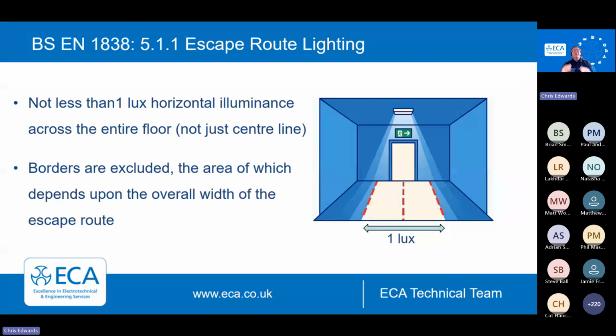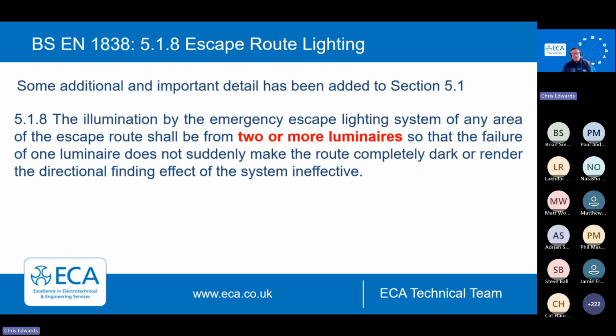Borders are excluded. It depends how wide that corridor is. If it's over 2 meters wide, it's a different requirement to if it's under 2 meters wide. But the borders are excluded. Section 5.1.1, and it's just to cover the whole width now, and it's important we understand that, of the escape route, not just the center line, which we're all used to.